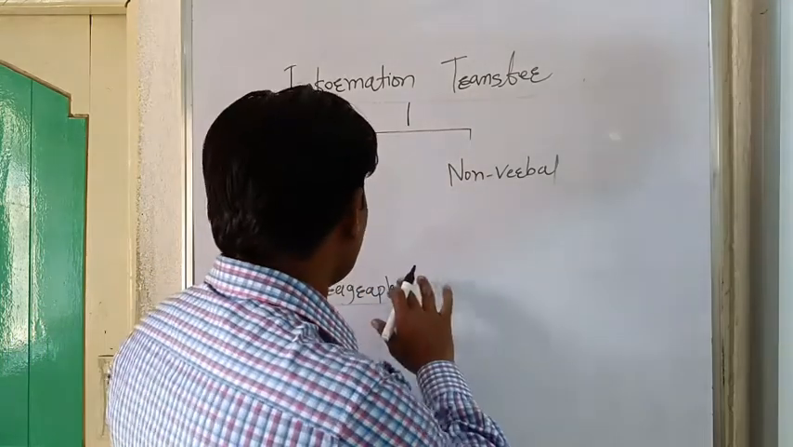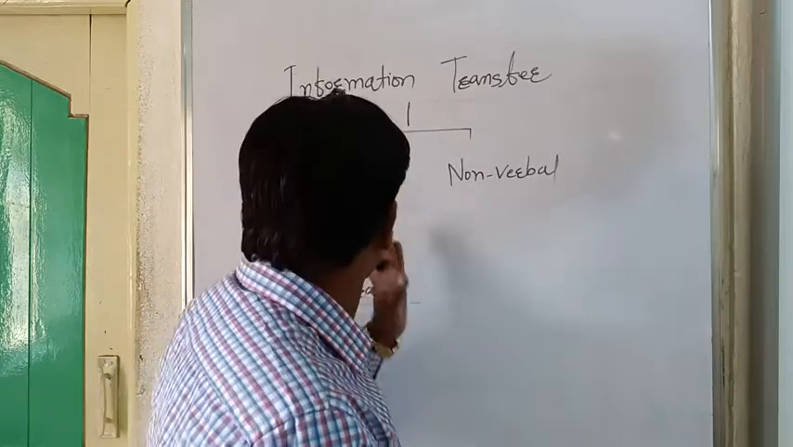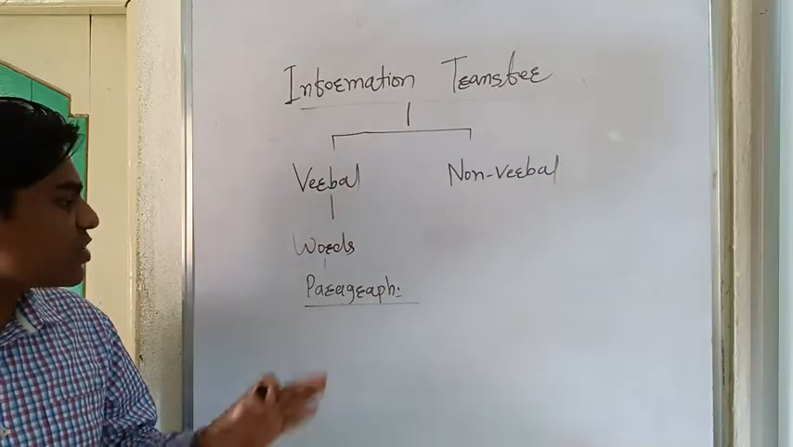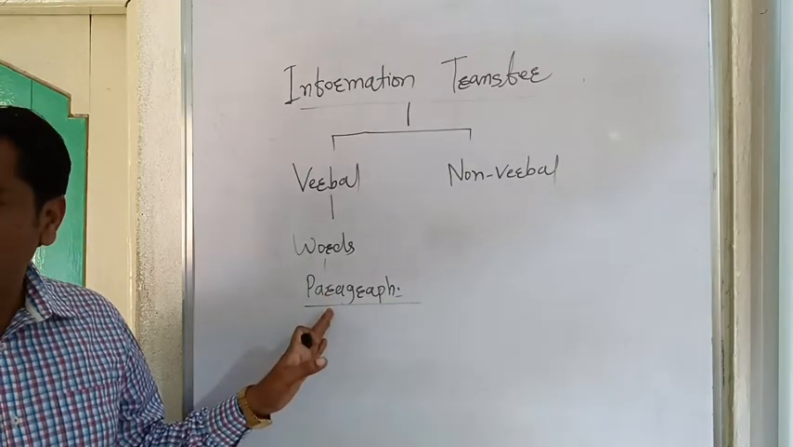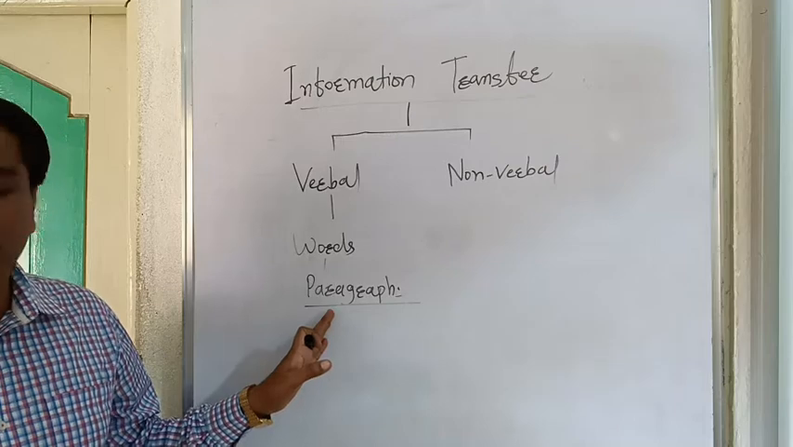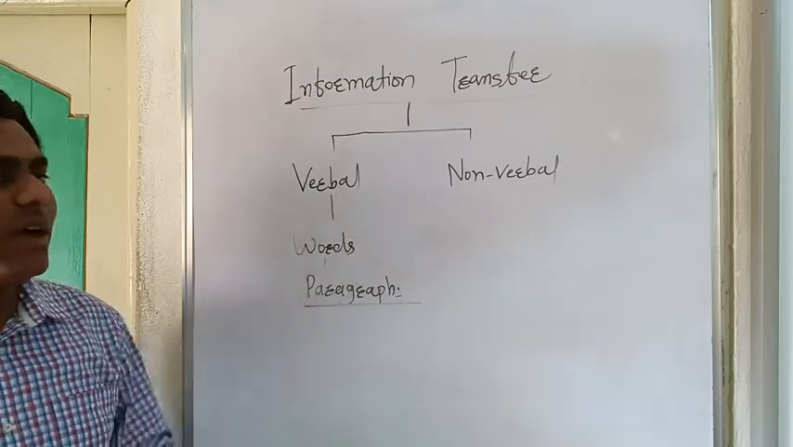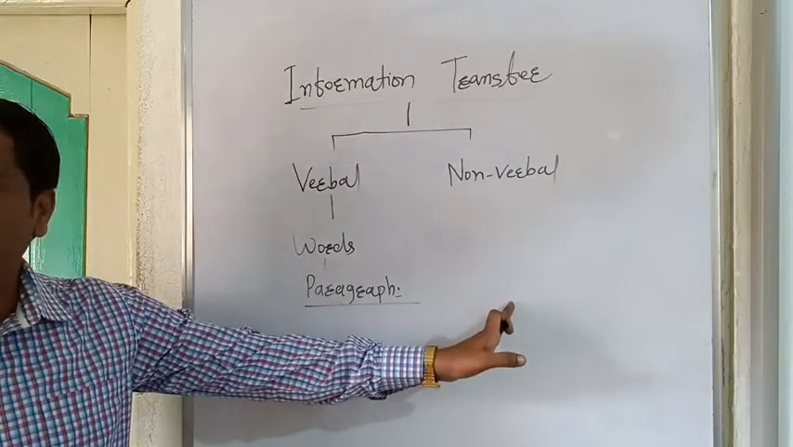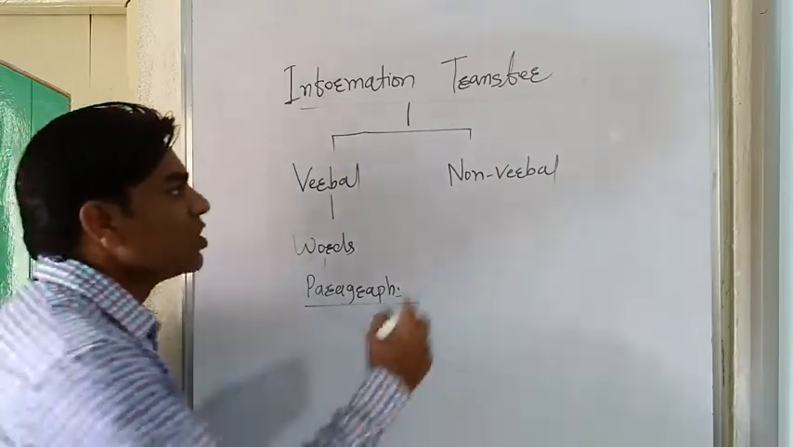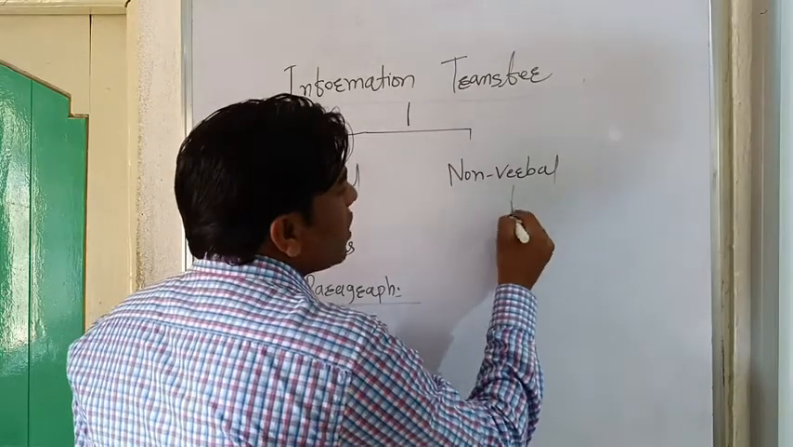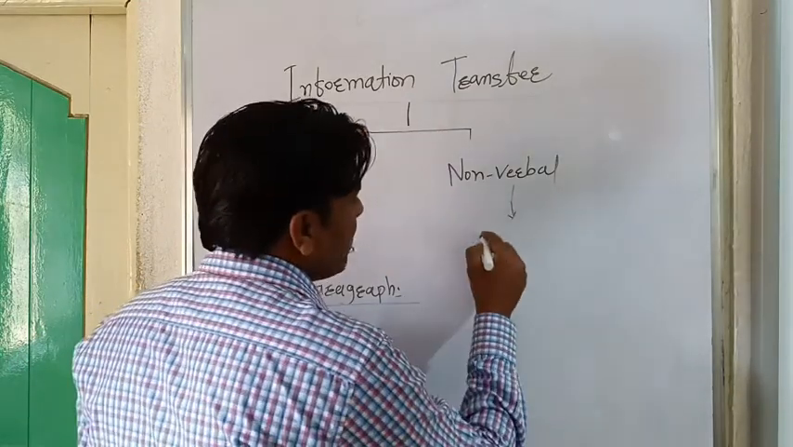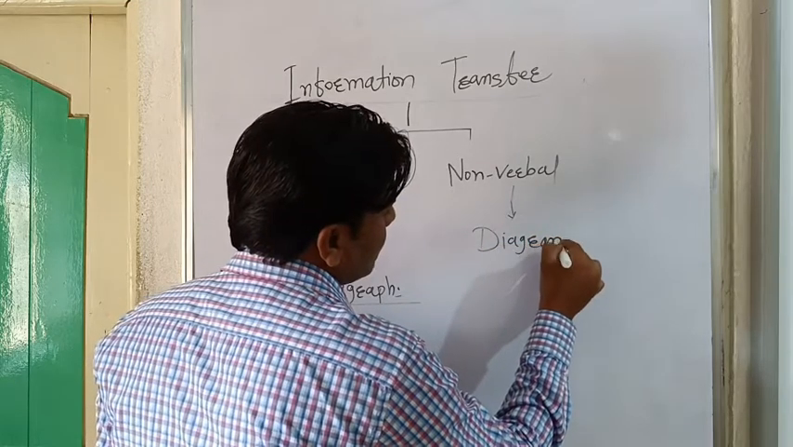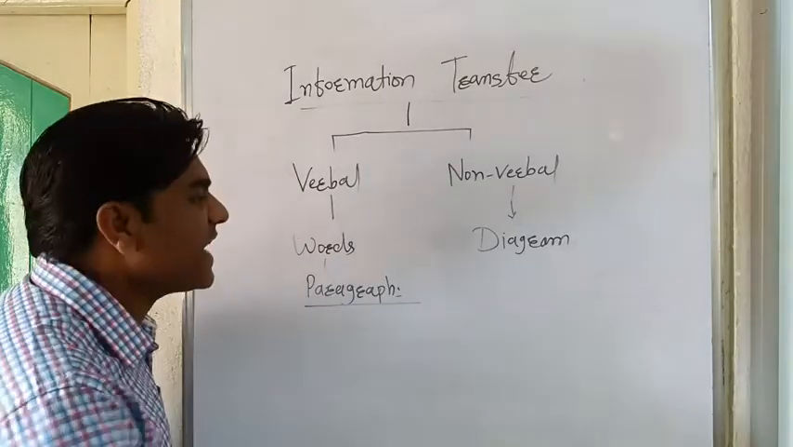Now see, verbal, it means that we have to write the information or make the information into the paragraph. 1 or 2 passages, we have to make it. Then non-verbal, we have to make the diagram. It is in the word, it is in the symbol. It is in the diagram. So in this non-verbal information, we have to make the diagram.